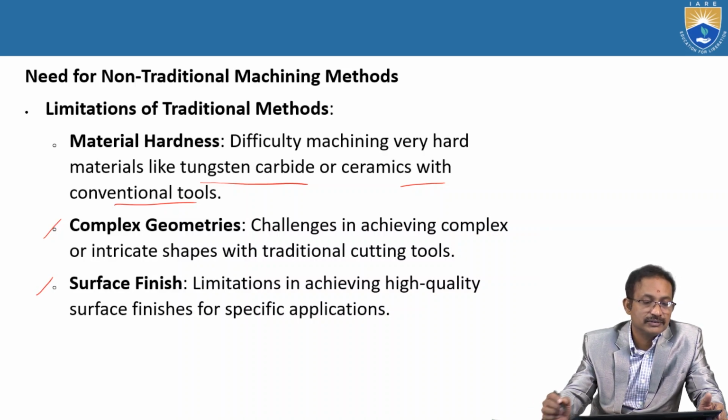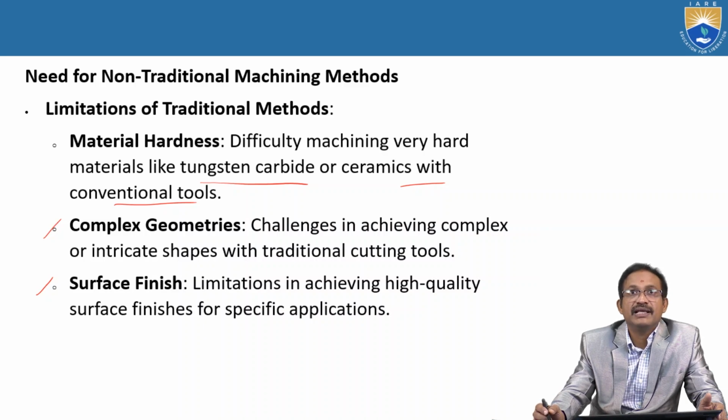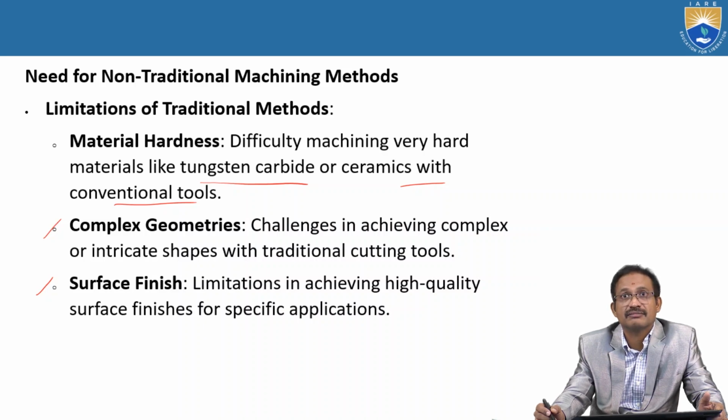Material hardness: difficulty in machining when the material is very hard, usually tungsten carbide or ceramics. It's very difficult by using conventional methods. The tools may blunt and finally the tools will break if we try to apply much force against the tungsten carbide workpieces.